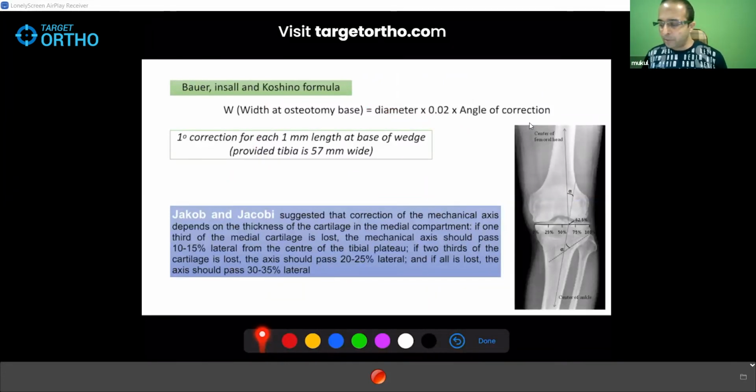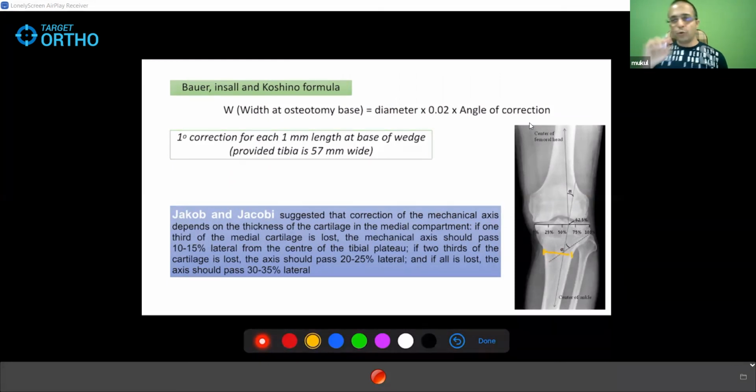So here you just multiply the diameter of the bone. So this is the osteotomy site. Wherever you have planned the osteotomy, you are supposed to measure the diameter of the bone in this coronal plane on the X-ray. You're supposed to multiply by 0.02 and the angle of correction that you want. Suppose you want 20 degrees of correction to get your knee straight. So here you put all these values and then you get what width you have to keep at this osteotomy base here. Okay, तो ये width कितनी होनी चाहिए ओपन करने के बाद ये पता लग जाता है.